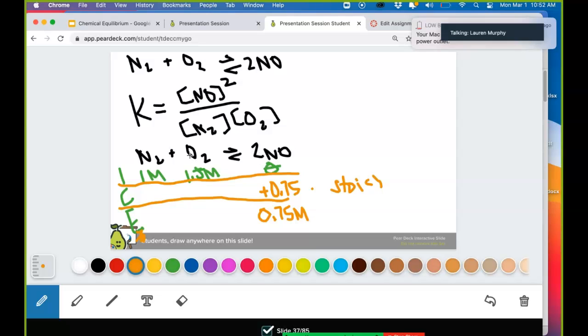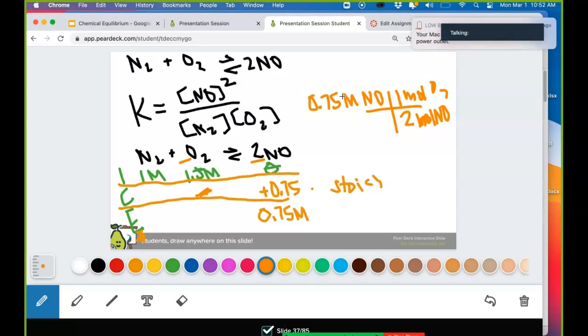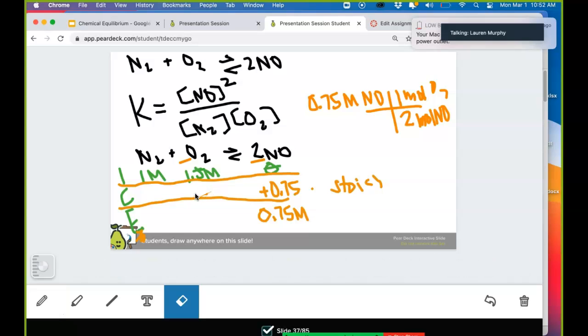This is a 2-to-1 ratio. So this number, whatever you have right here, should be double whatever number you have right here. Or you could look at it the opposite way. This number should be half of what this number is. But mathematically, this is what you're doing. You're saying 0.75 molar of NO was produced. For every 2 moles of NO produced, 1 mole of O2 reacts, because this is a 2-to-1 ratio. So again, this ends up being what? 0.375 right here.